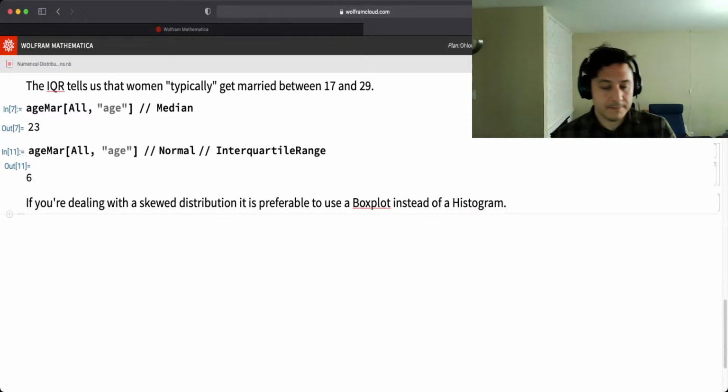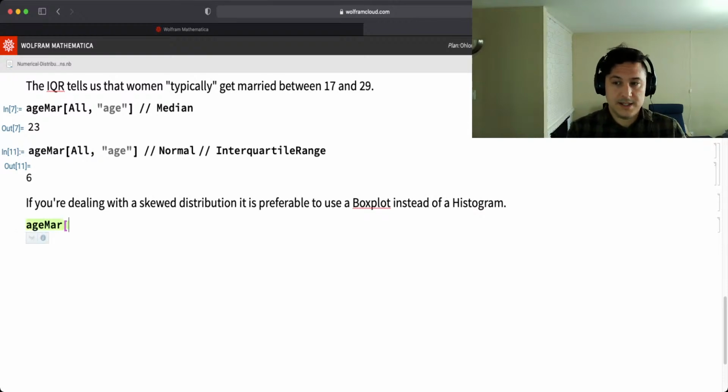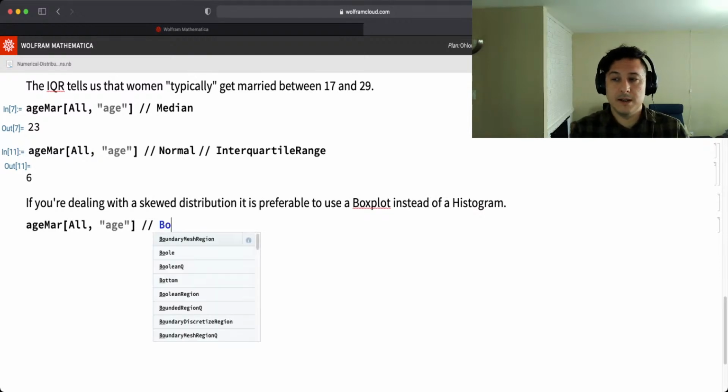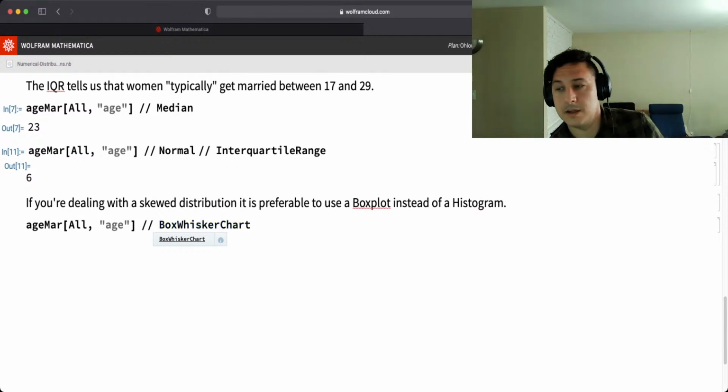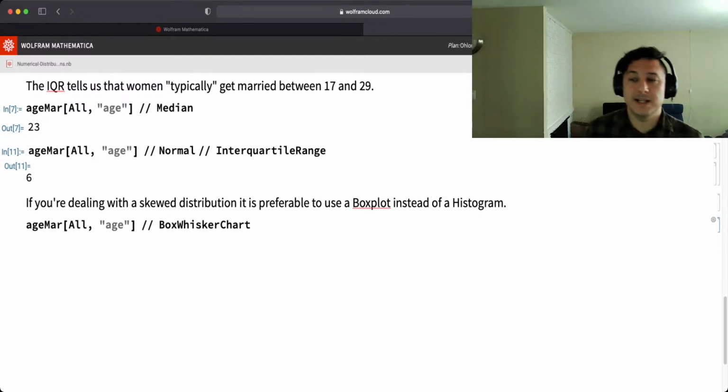Okay, and we're going to look at that. So we're going to take our data, all the rows, the age variable, and instead of writing histogram, now we're going to type in box whisker chart. So the command to make the box plot is box whisker chart.